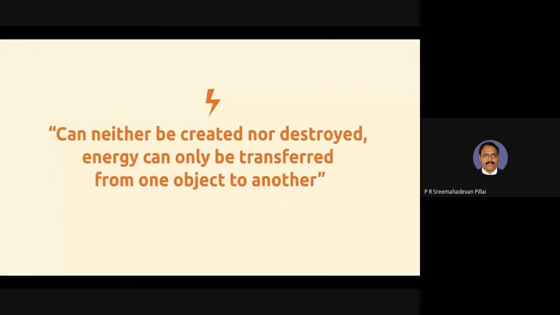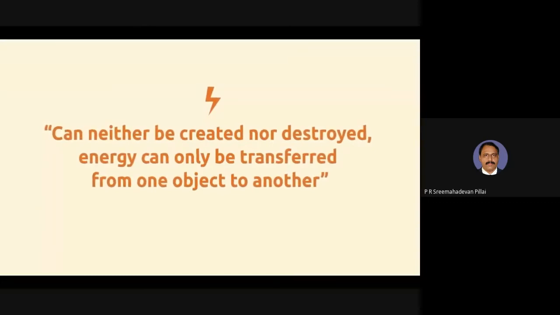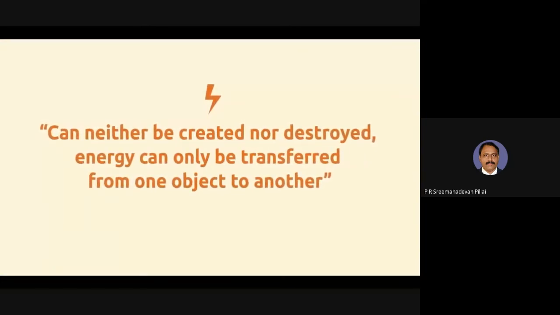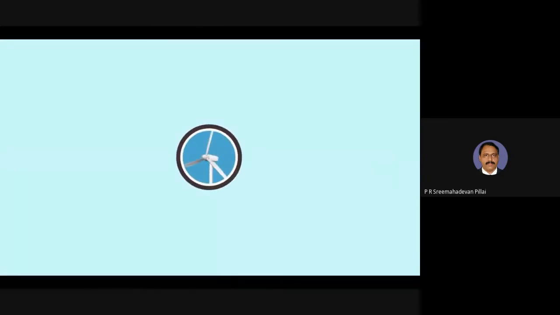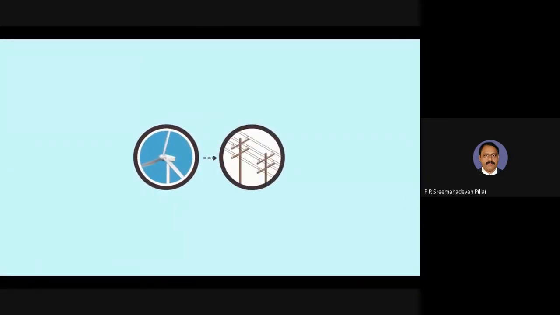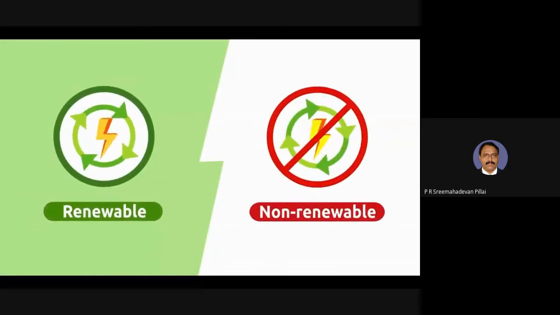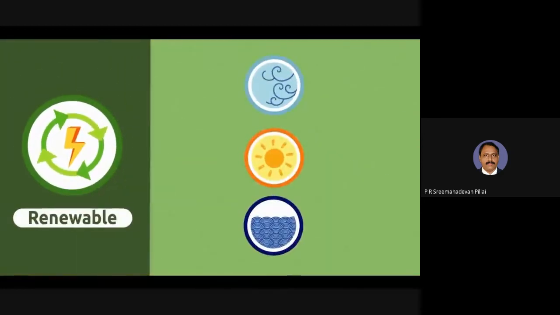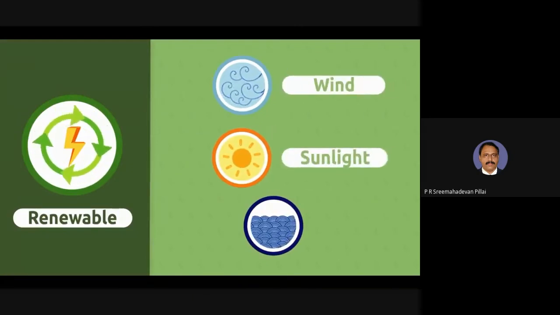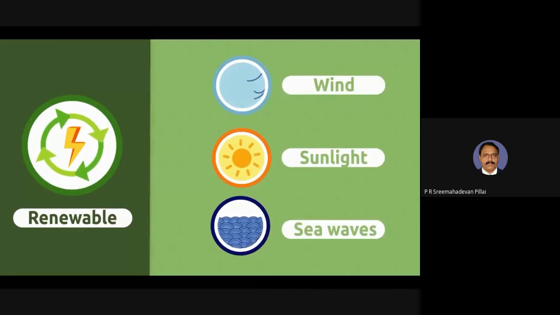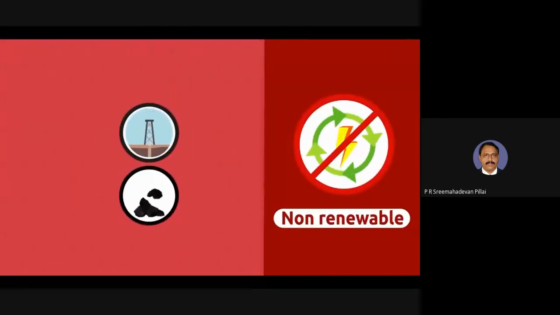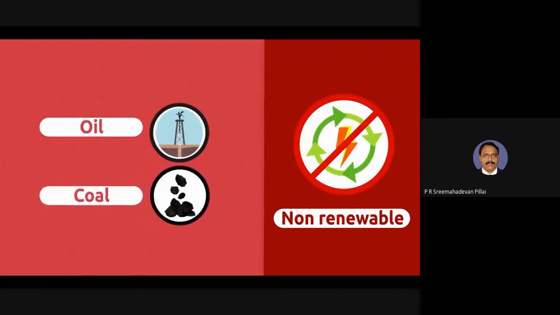You should know that energy can neither be created nor destroyed. Energy can only be transferred from one object to another. For example, energy in the air can be transformed into electricity, and this can be transformed into thermal energy to warm a room by means of a radiator. We obtain energy from two sources, renewable and non-renewable. Renewable energy refers to all those limitless energy sources present in nature, like wind, for example, sunlight, or sea waves. Non-renewable energy refers to the limited energy sources that we exhaust with use, like oil or coal.